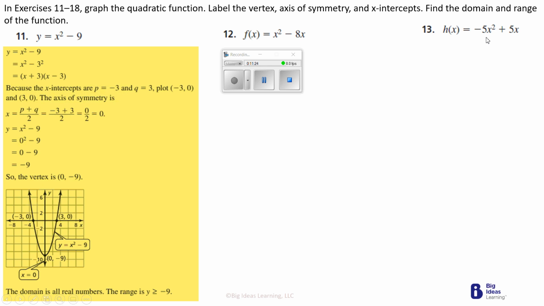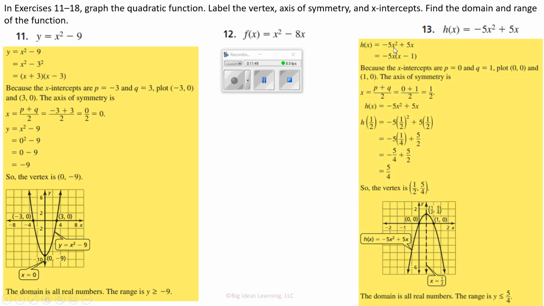Right here, we see that we're going to factor out negative 5 from both of these. When we do that, we're going to take negative 5x, right? That's just going to leave us x minus 1, right? So right here, we factor out negative 5x. That leaves us with x minus 1. That's what we just said. So now we're just worried about x minus 1, right?